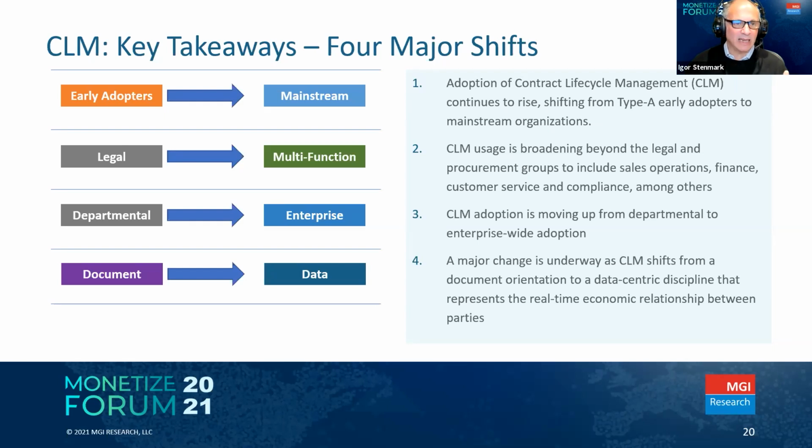We're going from adoption in legal departments only to multifunctional adoption, where different areas of a company, procurement, monetization, sales, service, all those areas want to have access to tools in this area. We're going from departmental adoption, where you may have many departments adopting these technologies independently, to much more in concert enterprise adoption. And we're going from a document coarse grain orientation to a fine grain data orientation for CLM.